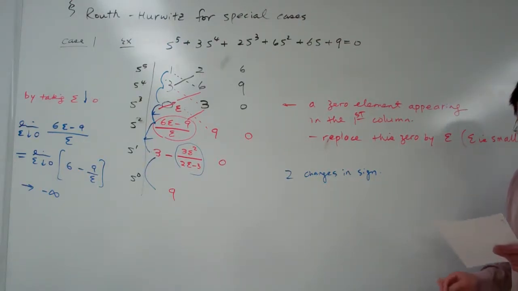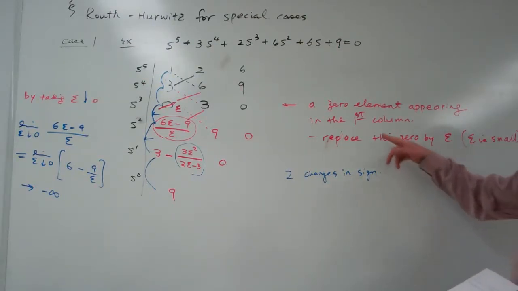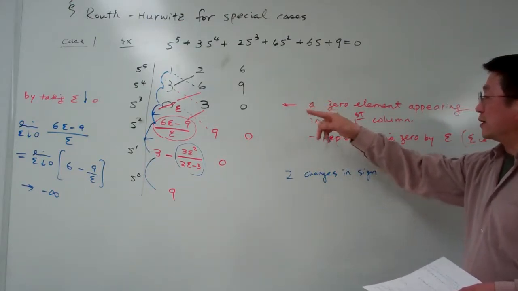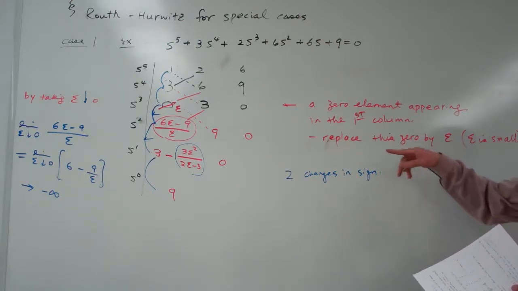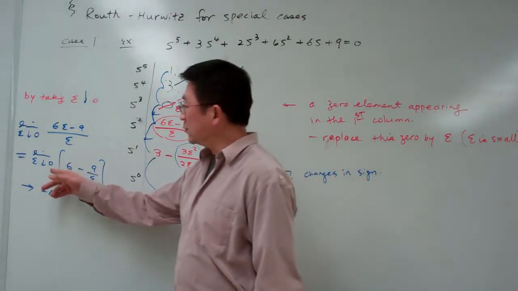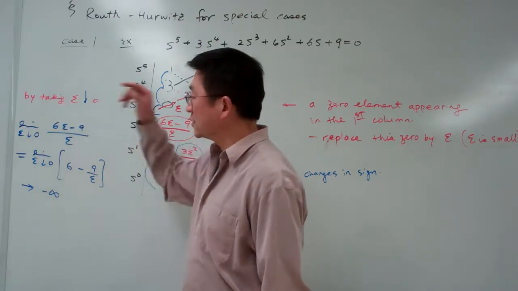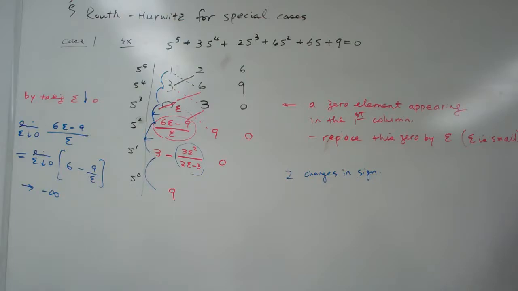Okay. So that is case one, and that is the summary. Basically, for case one we have 1, 0, and only 0 on the first column. Then what we did is to replace the 0 by epsilon. Then we proceed, and do a little simplification of the calculation in terms of the limit, and we can see. Okay.